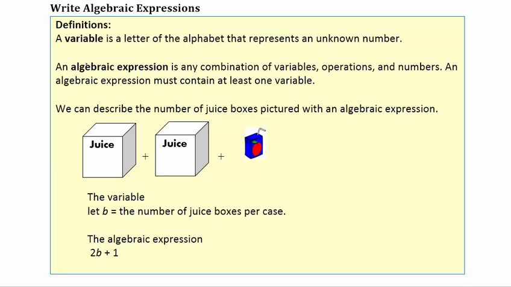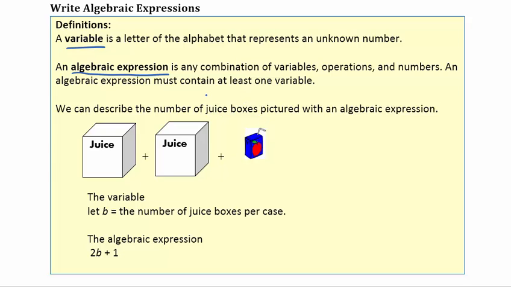Let's start with some definitions. A variable is a letter of the alphabet that represents an unknown number. An algebraic expression is any combination of variables, operations, and numbers. An algebraic expression must contain at least one variable for it to be an algebraic expression. So now let's take a look at an example that'll help you understand these definitions.